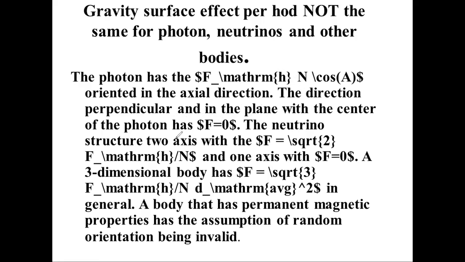The neutrino structure had 2 axes, and therefore the force along one of these axes is, as you see here, not the full force. A 3-dimensional body, such as an electron, has the force being able to be produced in 3 different directions, and therefore it is a smaller force than is on HODs. So there are different types of forces, and this produces some interesting phenomena.